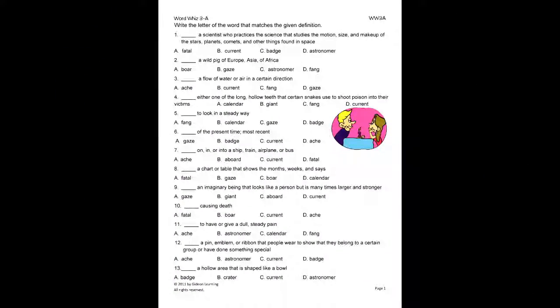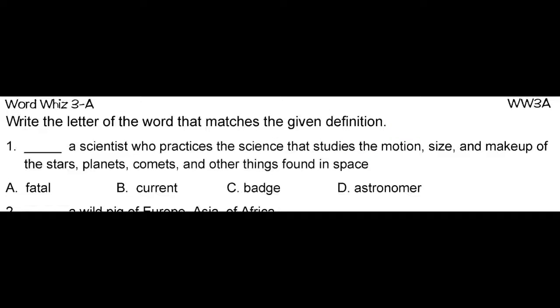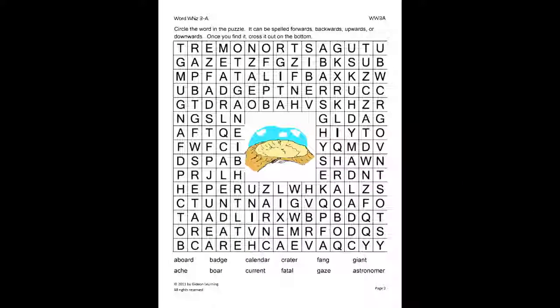On this first exercise, the student will write the letter of the word that matches the given definition. First, read the definition. A scientist who practices the science that studies the motion, size, and makeup of the stars, planets, comets, and other things found in space. Our answer choices are fatal, current, badge, and astronomer. Since we know this is the definition for astronomer, we will circle the correct answer and write the letter on the line.